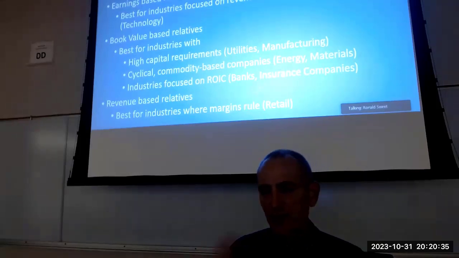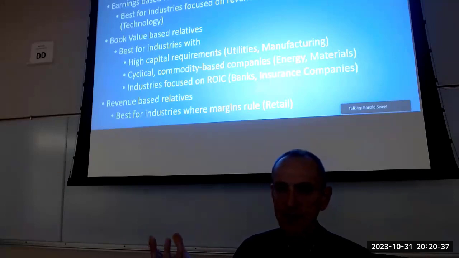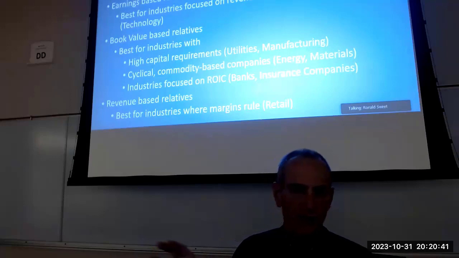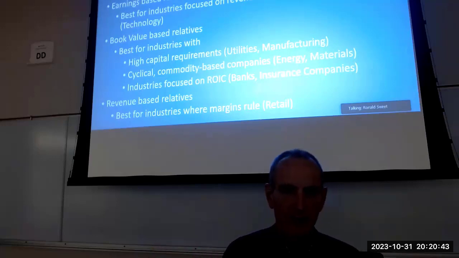And then the last one doesn't apply to any of y'all, and that's banks and insurance companies. So I wouldn't use it for Visa or PayPal. You're not going to use it for those firms. So none of y'all have banks and insurance companies. Price to book is always banks.